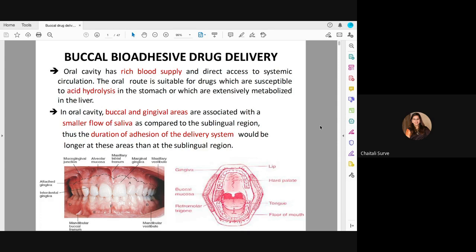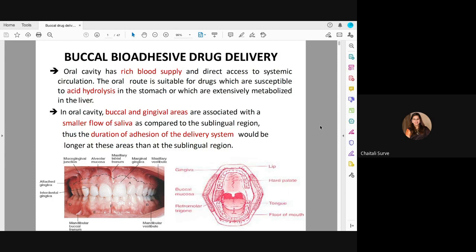Another approach is if your drug is undergoing excessive first pass metabolism in the intestine because of the enzymes, even then in that case you can explore your buccal bioadhesive drug delivery system. Okay, now in the oral cavity, where all can you place this bioadhesive drug delivery system? Particularly the most explored areas are your buccal area and your gingival area.